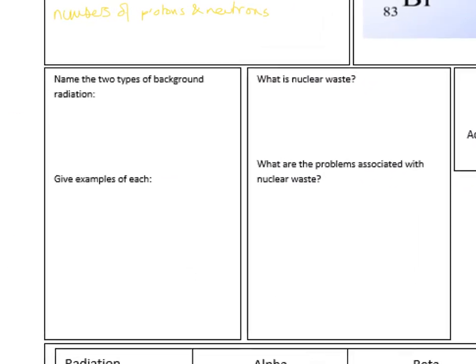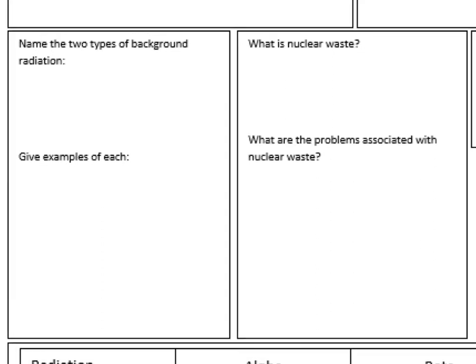And we're going to go over here. All right, so talking about background and nuclear waste, that was one of our lessons. I think it was your second lesson. So name the 2 types of background radiation. Okay, we get artificial and then natural.